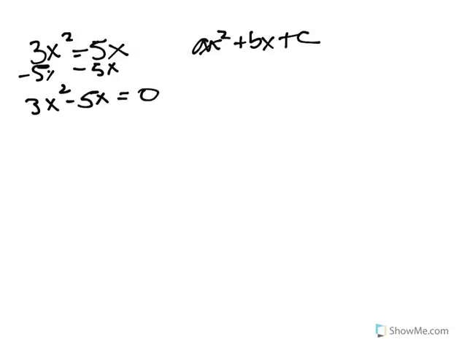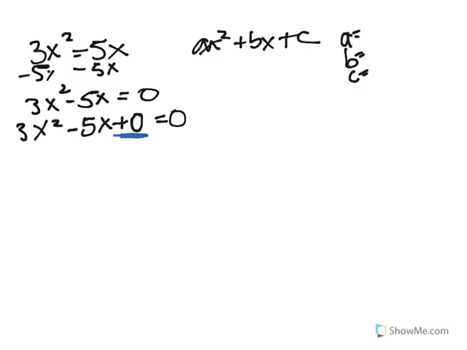So we need to make a c, so that way we can do our standard form. So I made a c right here. I just added 0 because it doesn't change the value of the equation. It just acts as a placeholder, so I can use the same method that I've been using. So I'm going to assign values to the variables a, b, and c. A is 3, b is negative 5, c is 0.